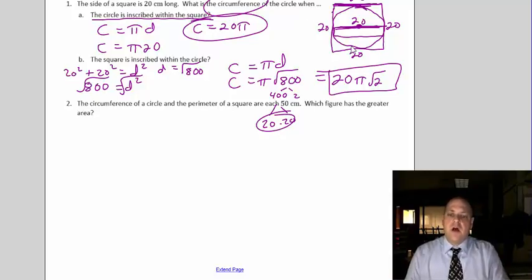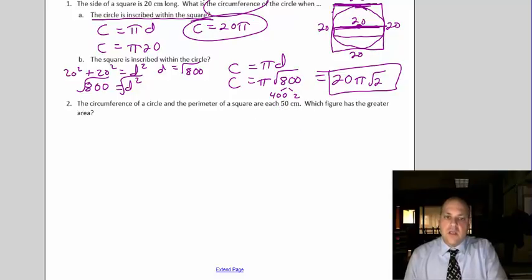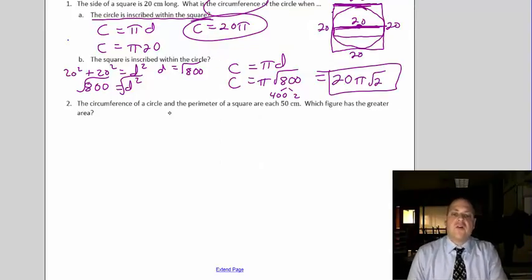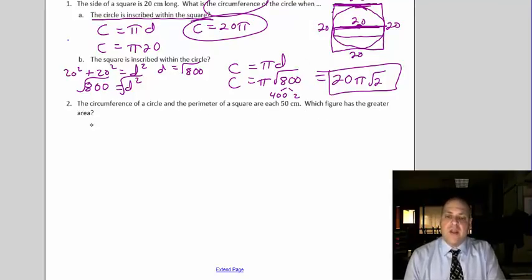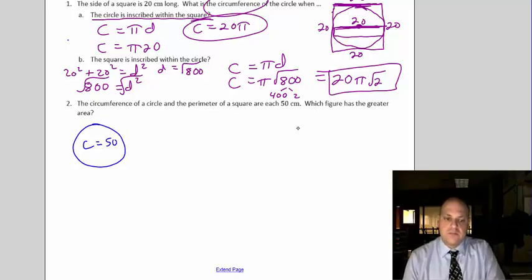All right. Number 2. The circumference of a circle and the perimeter of a square are each 50. Which figure has the greater area? Okay, so we have a circle, and the circumference is 50 centimeters, and we have a square. I'm going to do the square over here, and the perimeter is 50.